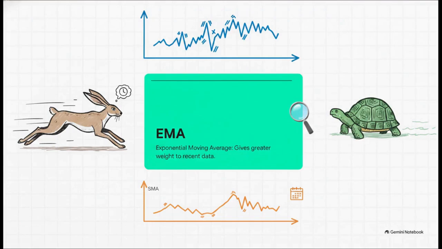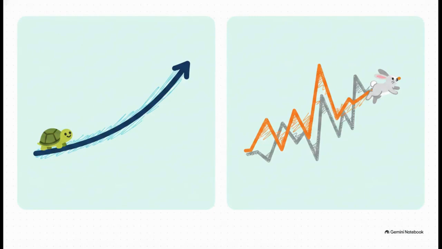Now, contrast that with the EMA, the Exponential Moving Average. The EMA is the reactive hare to the SMA's steady tortoise. It places a greater weight and significance on the most recent data points. So instead of treating all historical data equally, the math behind the EMA prioritizes what happened today over what happened last week. And because of this weighting, the EMA responds almost instantly to the most recent price action. Let's put them head to head.